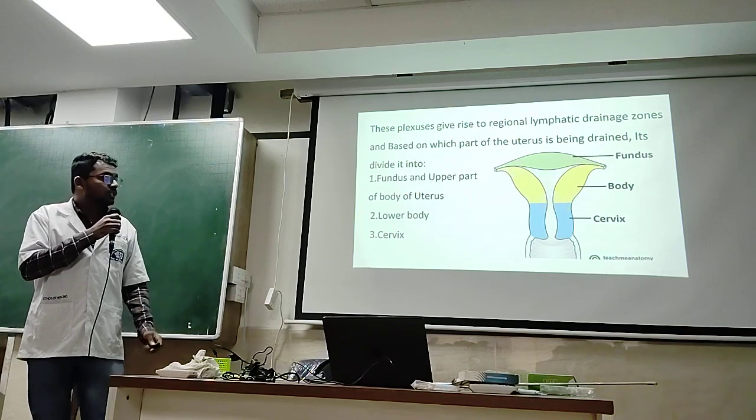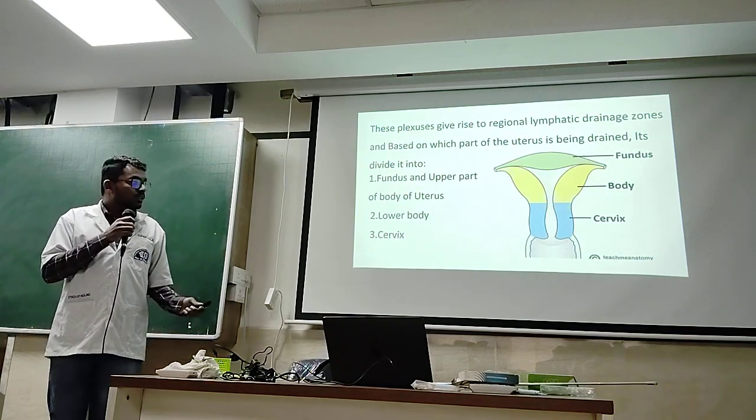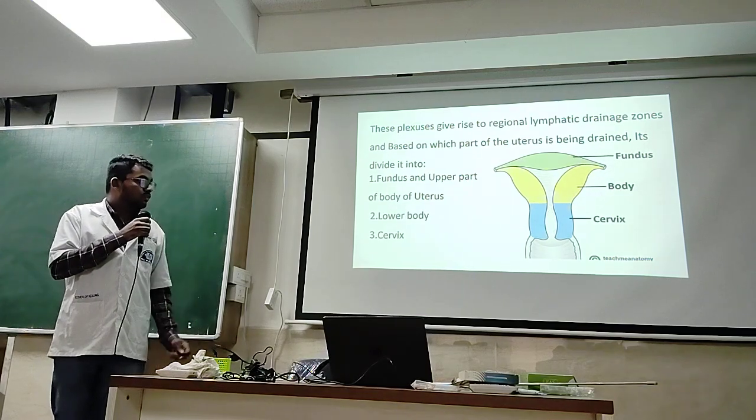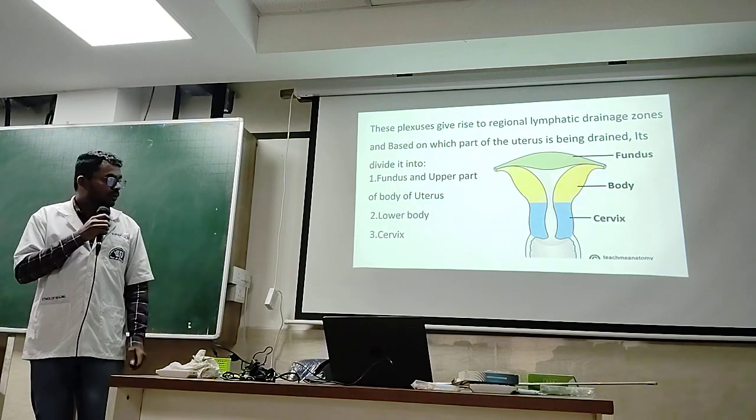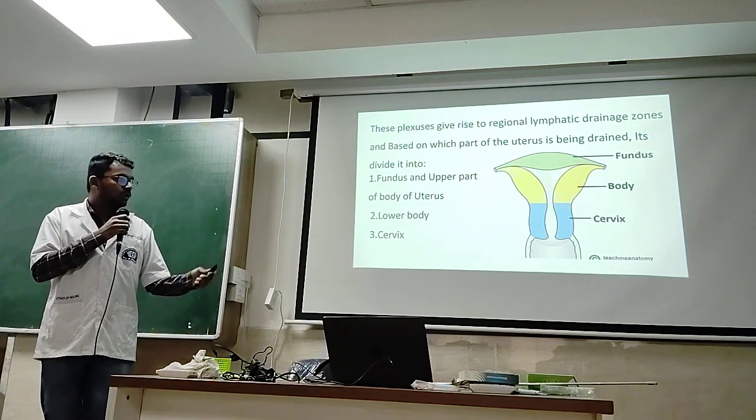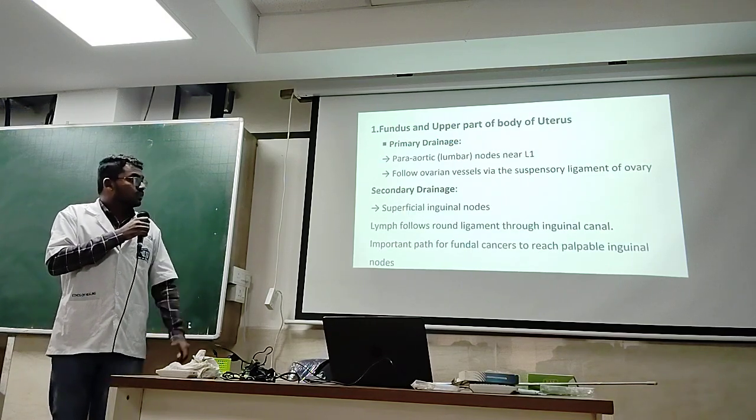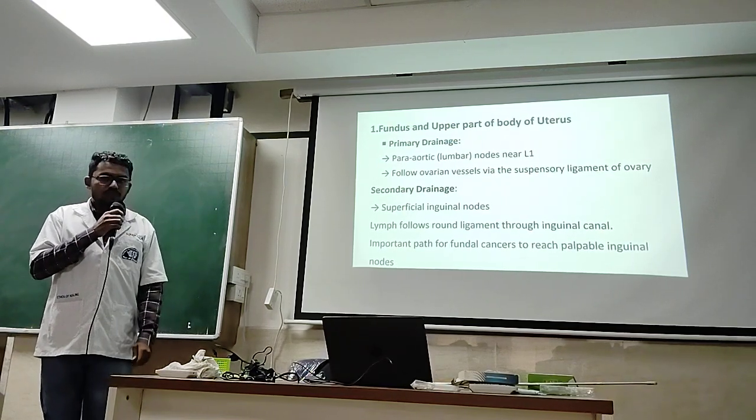Based on which part of the uterus is being drained, the uterus is divided into three parts: the fundus and the upper part of the body of the uterus, the lower part of the body of the uterus, and the cervix. So first, the fundus and the upper part of the body of the uterus.